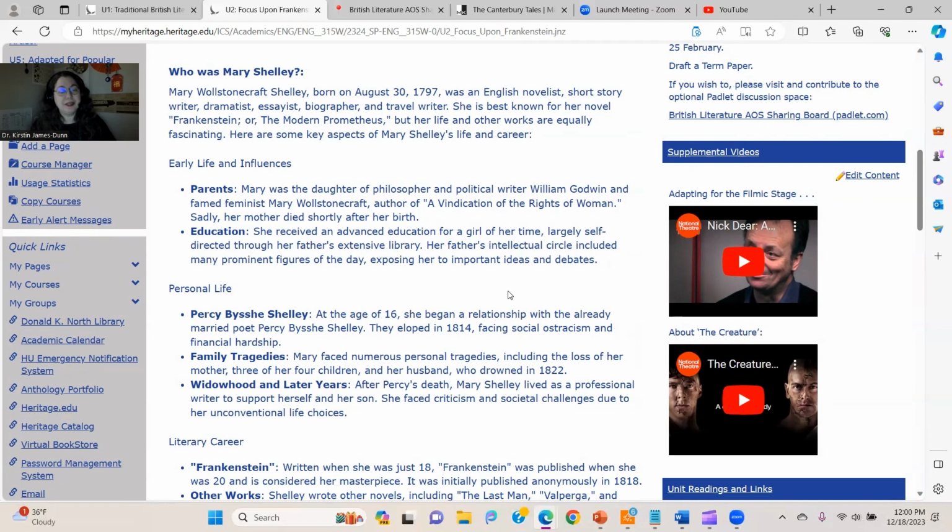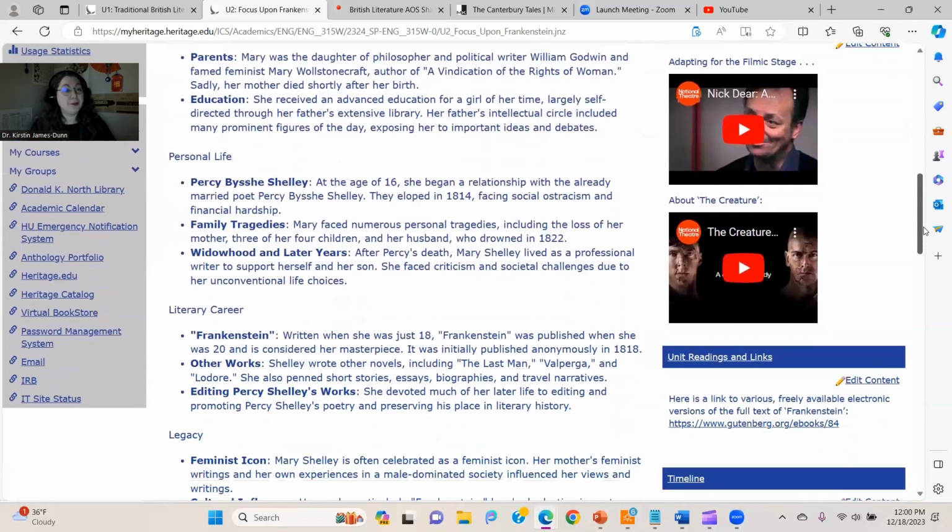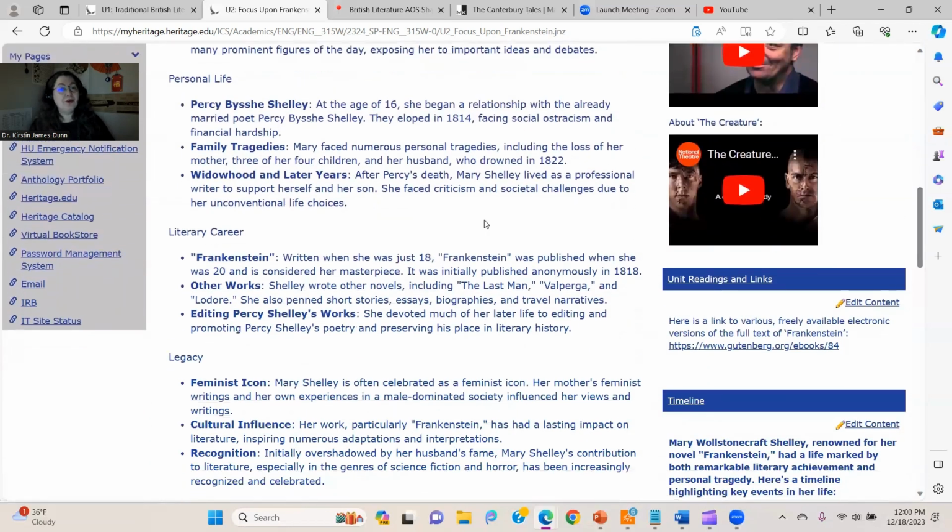Her father and his intellectual circle included many prominent figures of the day, exposing her to important ideas and debate opportunities. In her personal life, at the age of 16, she began a relationship with Percy Bysshe Shelley, the already at that time married poet. They eloped in 1814, facing social ostracism and financial hardship. It was quite the scandal.